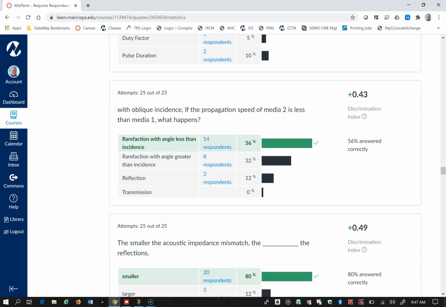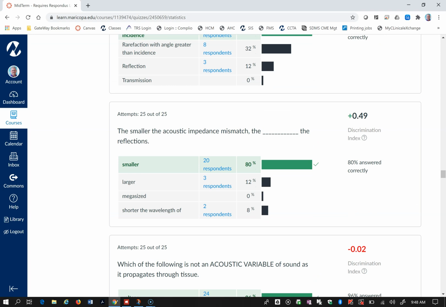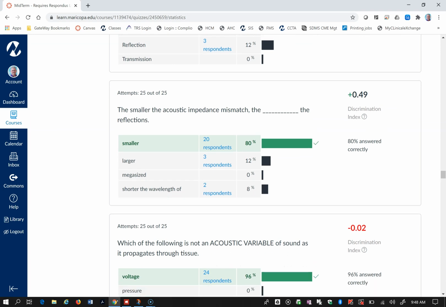With oblique incidence, if the propagation speed of media 2 is less than media 1, what happens? Again, this is oblique incidence. We're talking about Snell's law, and so the answer should be refraction. I will go in and fix this question. I see that I've misspelled refraction as rarefaction, so we will correct that. The smaller the acoustic impedance mismatch, the blank reflections. So the smaller the acoustic impedance mismatch, the closer the impedances are, and therefore the smaller the reflection.